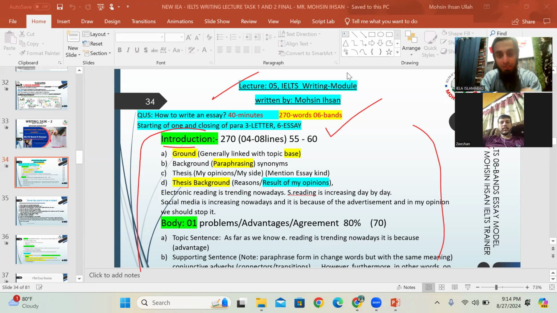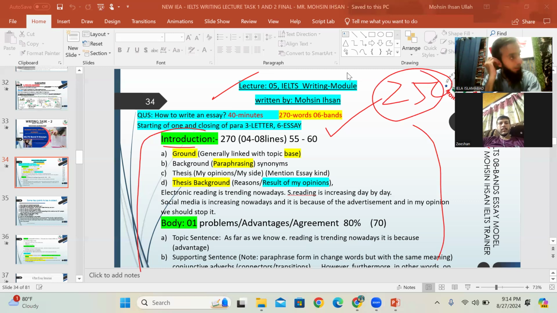Now, 250 words must be your target for the whole essay. In the introduction paragraph, there are four points you have to keep in mind. Number one, first of all, a proper, professional starting phrase.